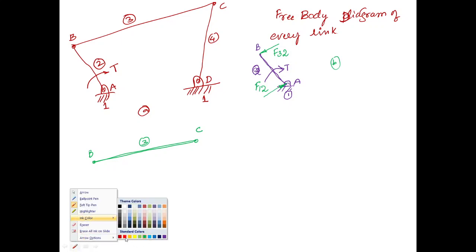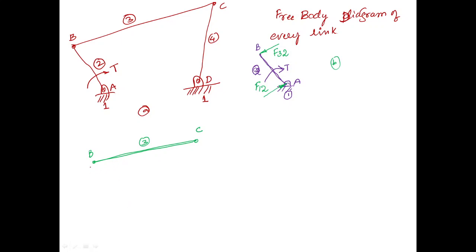Now, the force on link 3 because of link 2 is what? F23. Okay, F23. So let us consider this link is subjected to one more external force.